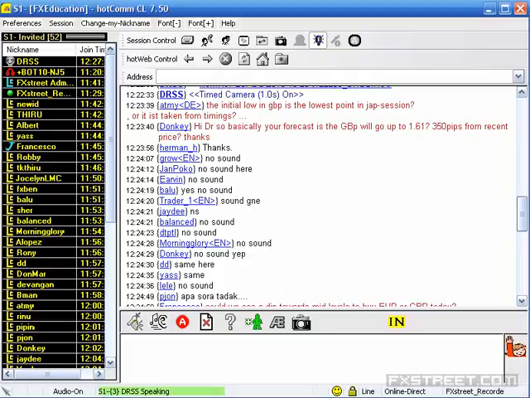So basically your forecast is that GBP will go up to 1.61, 350 pips from the recent price. Yes. Let us see if it happens today.